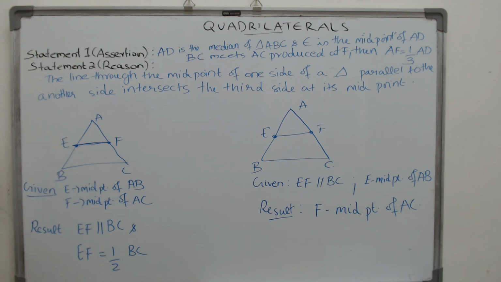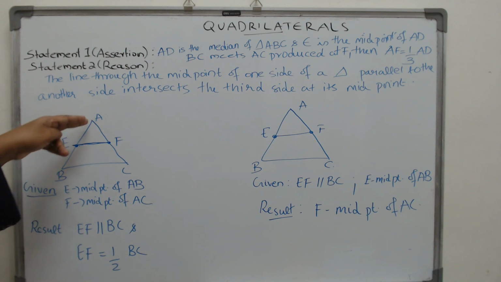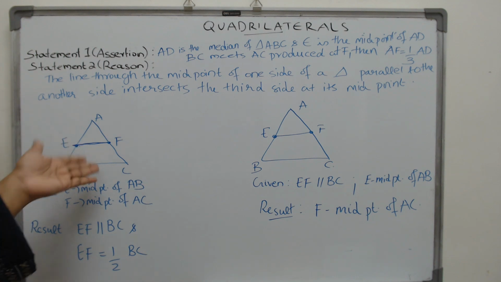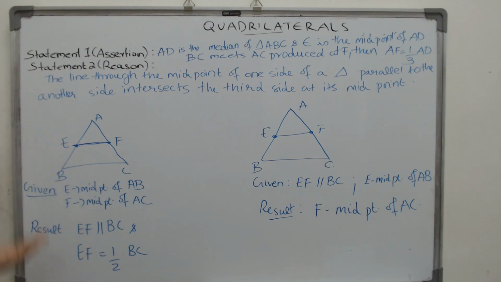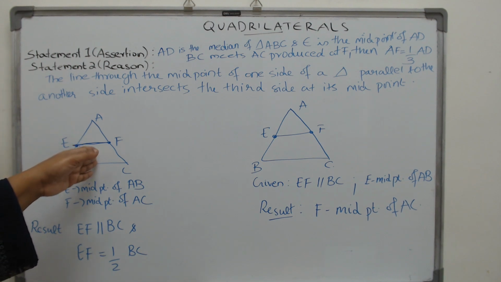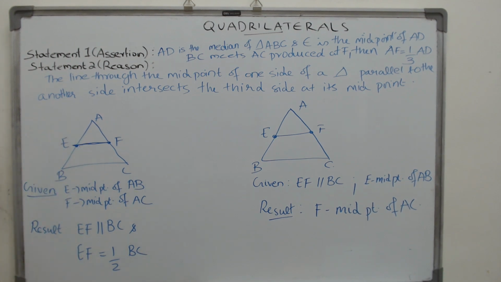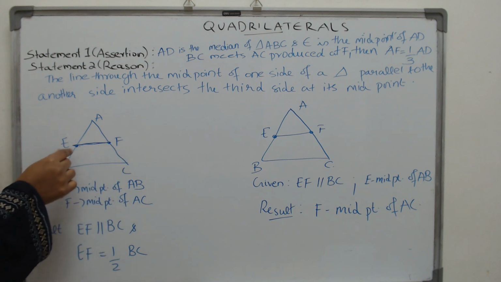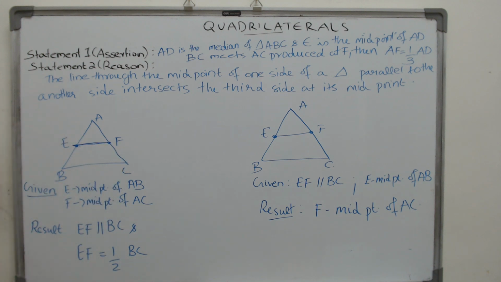What do you mean by parallel? All the rules of two parallel lines being cut by a transversal, all of that you can apply here. The alternate interior angles, the corresponding angles, whatever rules you have, you can apply here. That is what is special about this line. So the main theorem is about two midpoints and the line joining them, and what is special about this line.